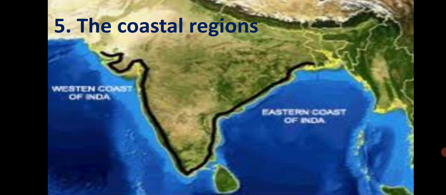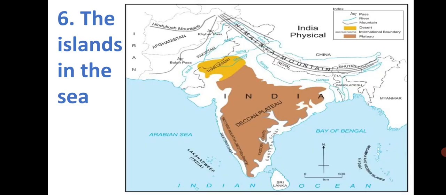Next, point number 6, we shall learn about the islands in the sea. You can see the Andaman and Nicobar Islands here. These are the Indian islands in the Bay of Bengal. And Lakshadweep over here is a group of Indian islands in the Arabian Sea. The location of these islands may have been important in ancient sea trade.